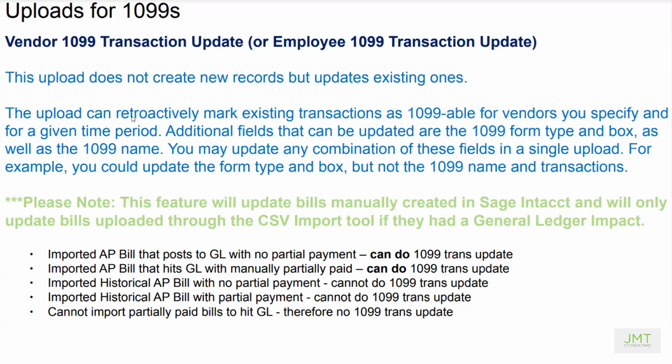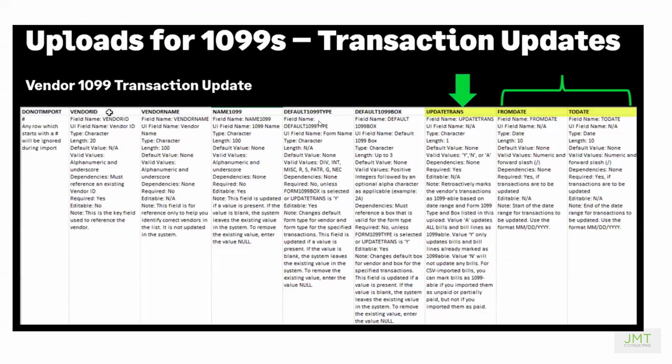It can also retroactively mark existing transactions as 1099able for vendors you specify for a given time period, as I just showed you, using the October date range as an example. Remember I said if you leave the 1099 default type and box columns in that template, it will also update the vendor default 1099 form type and box. So it will update the defaults.